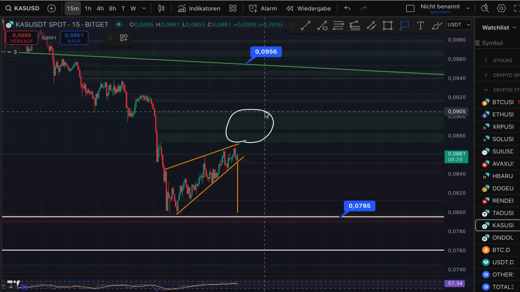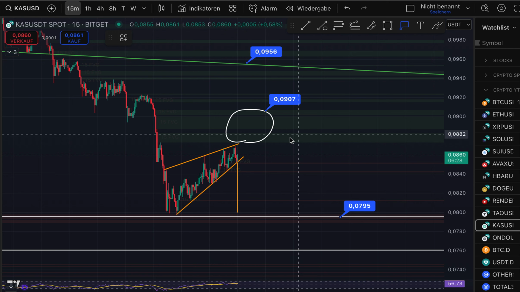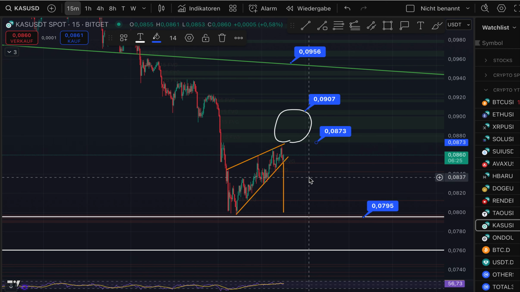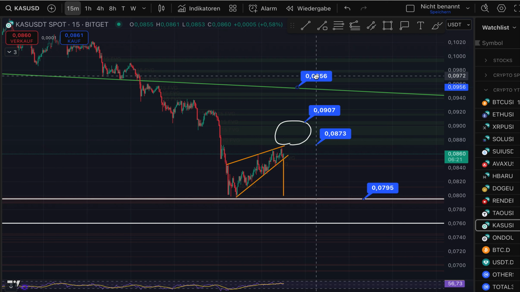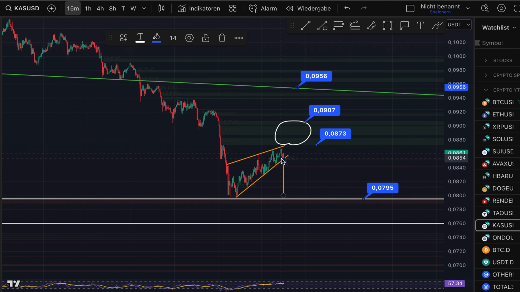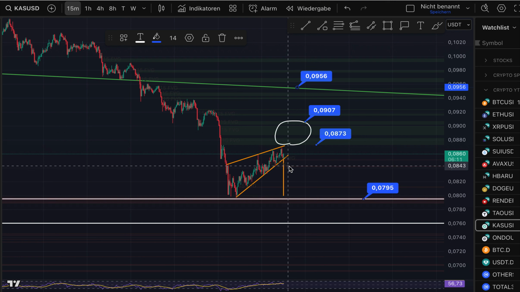Also, I will put you here some price marks. If we break the 9 cents also to the upside, then here the 9.5 cents is going to get very interesting. I don't want to jump into a long trade at the moment, but if I do, then I would put my stop loss here.